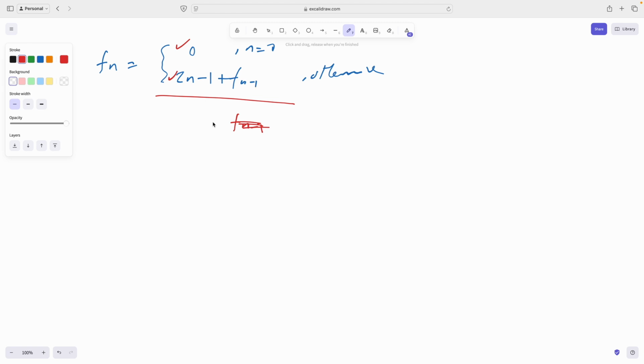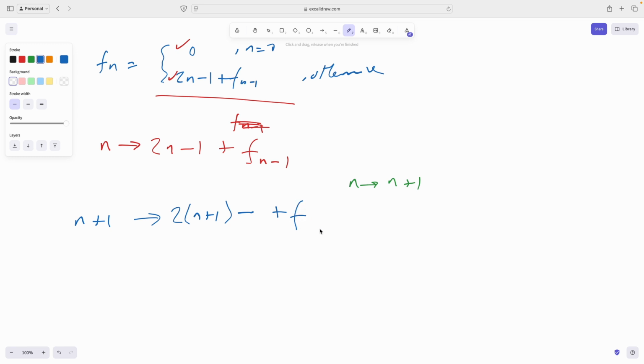So that's not a problem, that's okay. We can actually just increment n. So here we've got n mapping to 2n minus 1 plus Fn minus 1. If we increment n, that will then give us n plus 1 maps to 2n plus 1. We're increasing every instance of n, minus 1 plus F.